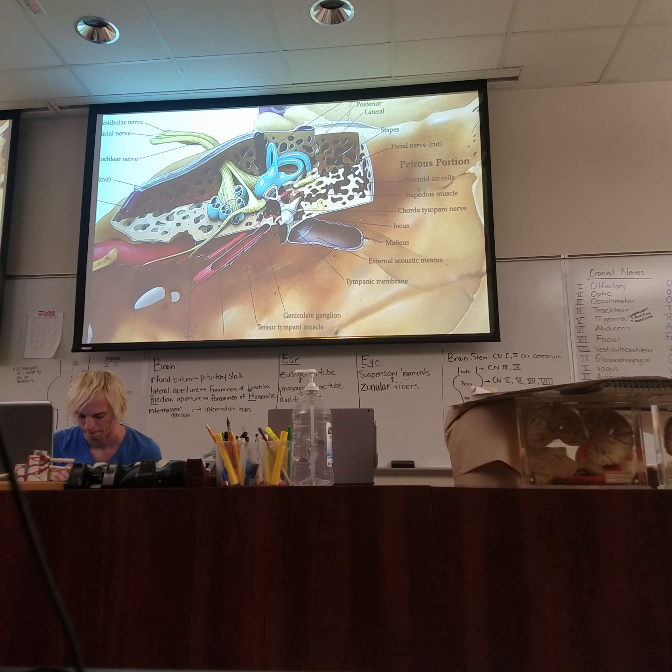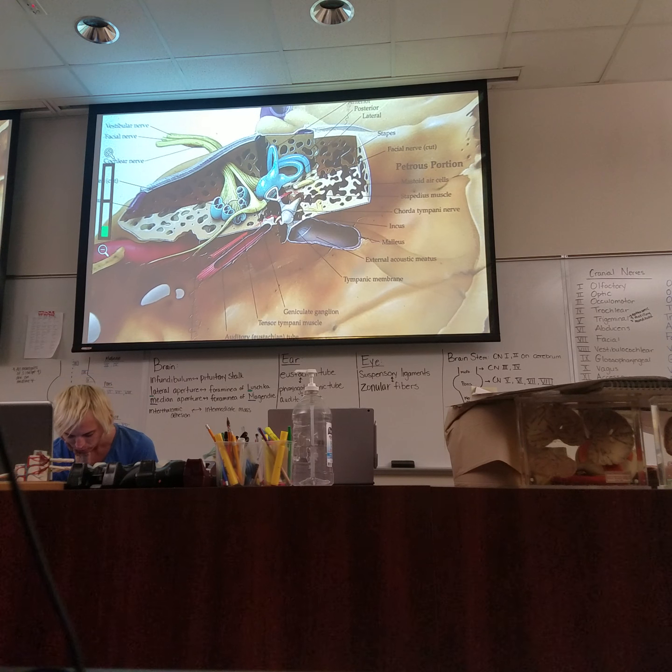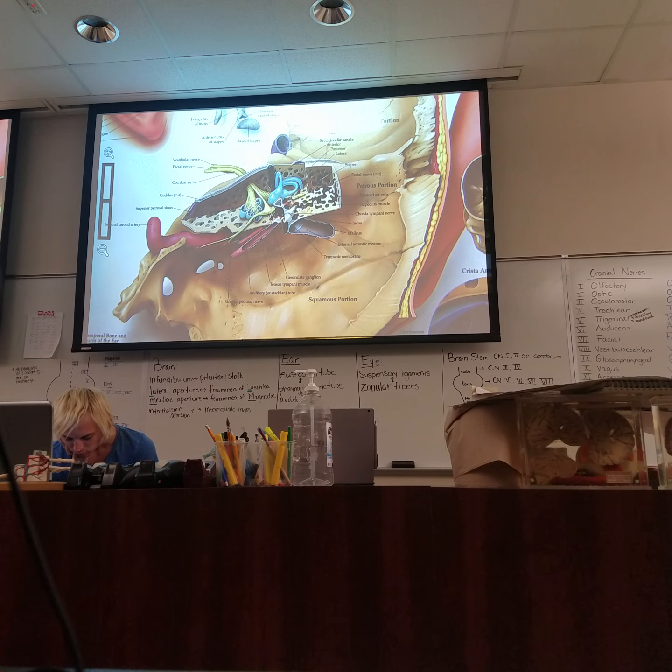Stapedius, stapes, 7. So the stapes is moved by the stapedius, which is innervated by 7, otherwise known as facial. Again, stapes, stapedius, 7. Absolutely know that. This is the only poster, the anatomy of the inner ear that looks like this, that you can see the stapedius muscle on.